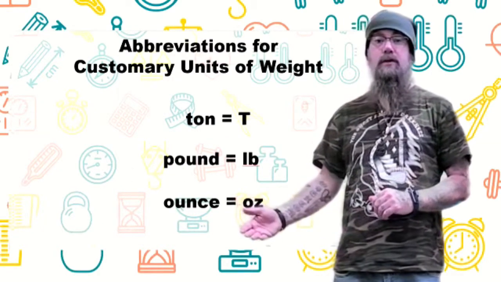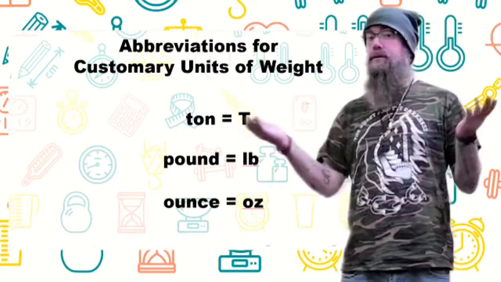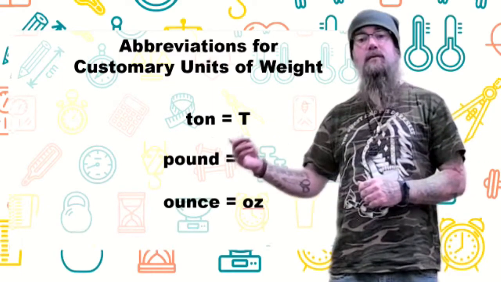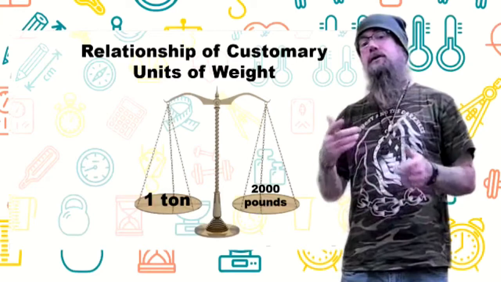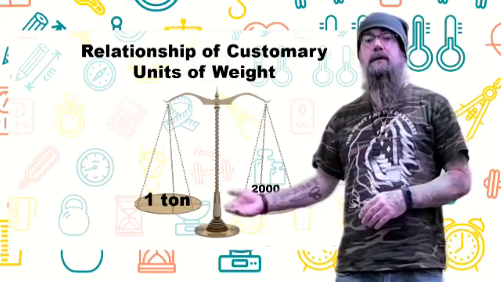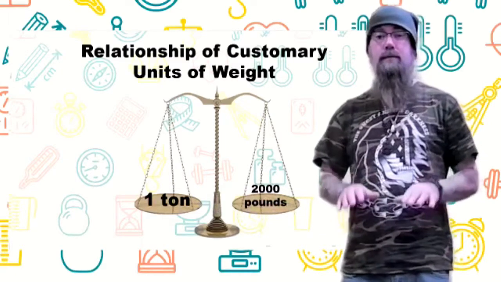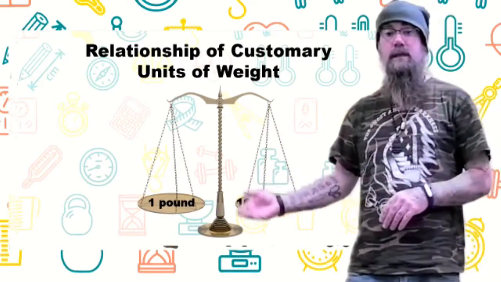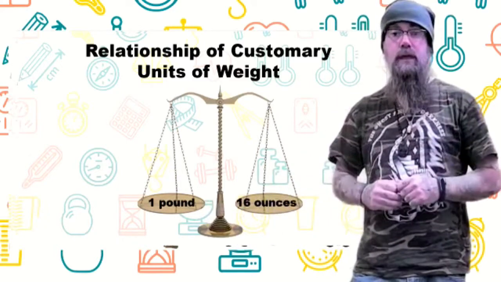The US customary units of weight also have abbreviations that you'll see. Again, ounce is OZ, pound is LB, a little strange, that's what it is, and ton is abbreviated with a capital T. If we put 2 things on a scale using the 2 customary units of weight, these would be equal. 1 ton is equal to 2,000 pounds. And on this scale, 16 ounces and 1 pound would be equal in weight using customary units.